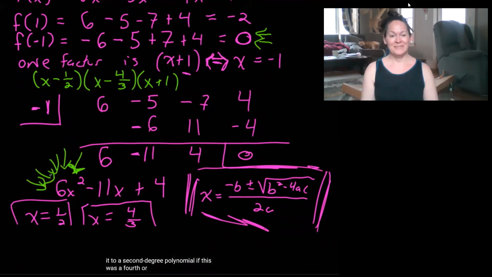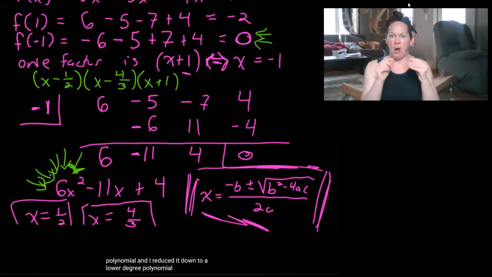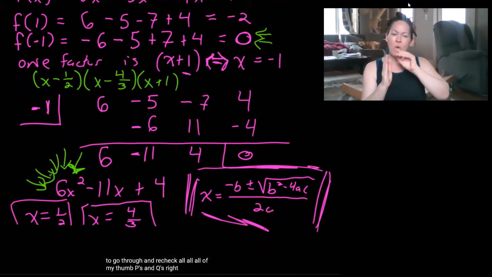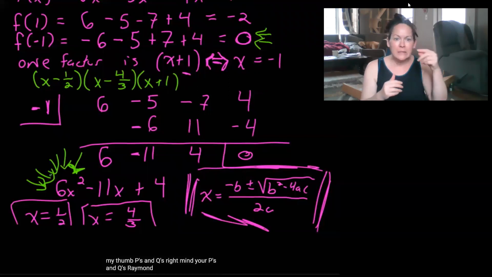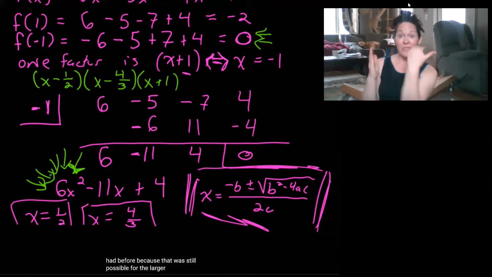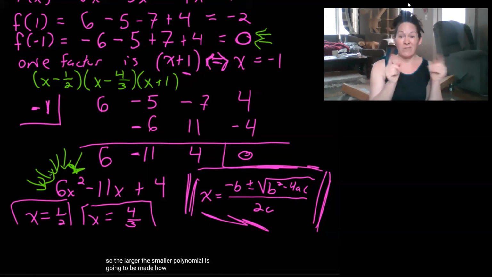If this was a fourth or a fifth degree polynomial, and I reduced it down to a lower degree polynomial, I would not have to go through and recheck all of my P's and Q's. Right? Mind your P's and Q's. I would have the list I had before, because that was still possible for the larger polynomial, and so the smaller polynomial is going to be made out of those things.